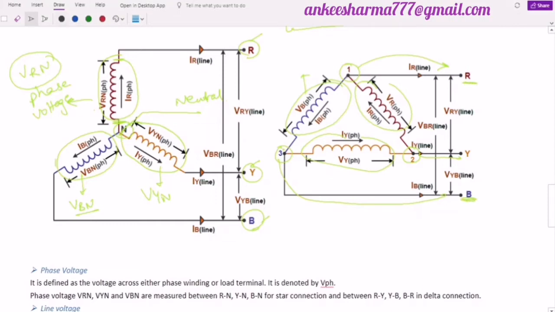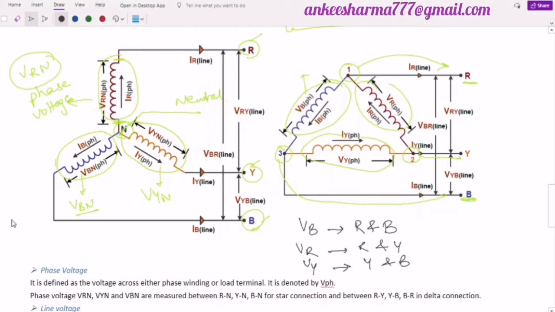So from here I can say that the phase voltage VB will be the voltage across the points R and B, right? Whereas if I talk about the VR, the red one is between R and Y, so it will be R and Y. And similarly for the yellow one, the phase voltage of the yellow coil is between yellow and blue. So in this way you can calculate the phase voltage for both the delta and the star connection.